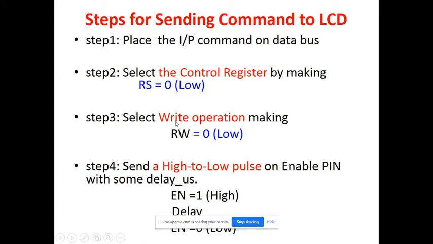Then regarding read or write operation, you want to write into the LCD, and that's why RW is equal to 0. And what about the enable pin? You are generating a high to low pulse on the enable signal, means enable high, then delay, and then enable 0. In this fashion you are generating a negative going edge. At that instant the information gets latched into the command register. This is one of the subroutines, that is the command subroutine.